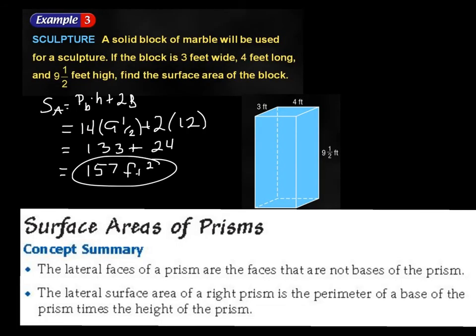The lateral faces of a prism are the faces that are not the bases of the prism. The lateral surface area of a right prism is the perimeter of a base of the prism times the height or altitude of the prism.